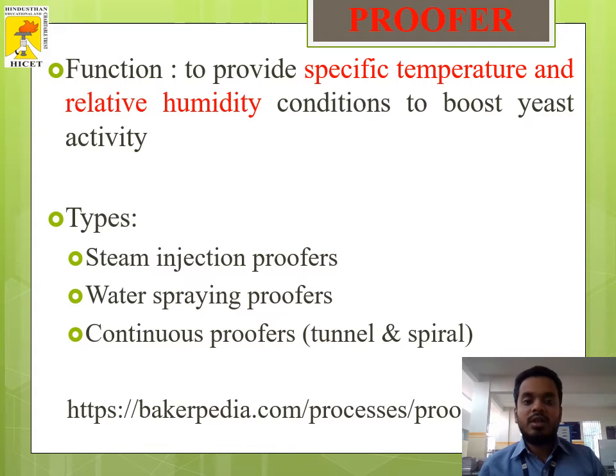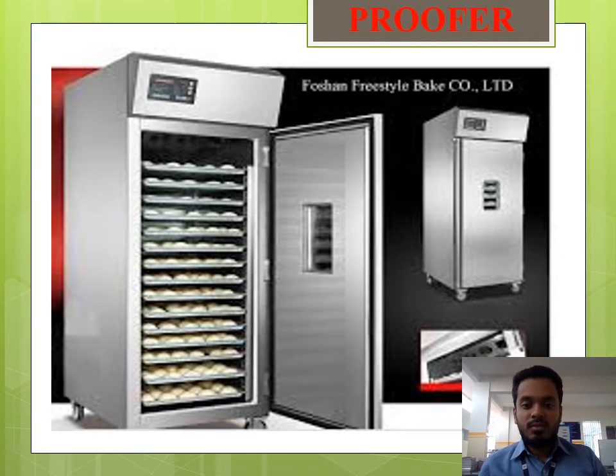Then proofer. The function of proofer is to provide specific temperature and relative humidity conditions to boost yeast activity. So the types are steam injection proofers, water spraying proofers, and continuous proofers. In all the types of proofers, the temperature is altered so that the yeast activity which we add is developed and the yeast produces fermentation. So this is a proofer, industrial level proofer.